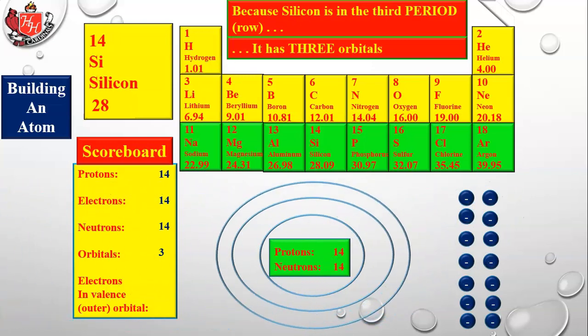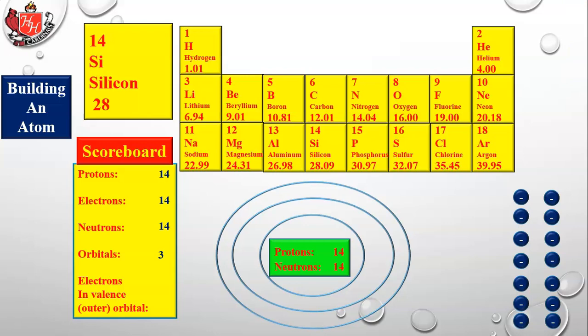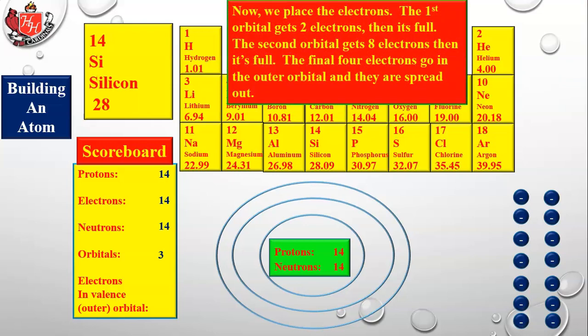And there's our 3 orbitals. Okay, now we're ready to place our electrons in the orbitals. Now we place the electrons. The first orbital gets 2 electrons and then it's full. Now, I'm going to explain at a later time why I place them the way I do.